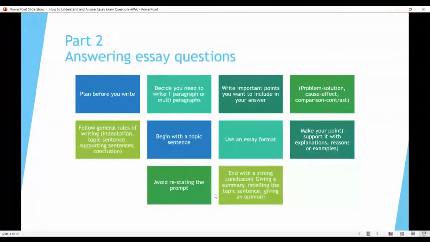Now you need to end with a strong conclusion. Now, what do we mean by a strong conclusion? You must summarize what you have said before, and you can retell the topic sentence using different words. And then you can end with your opinion.